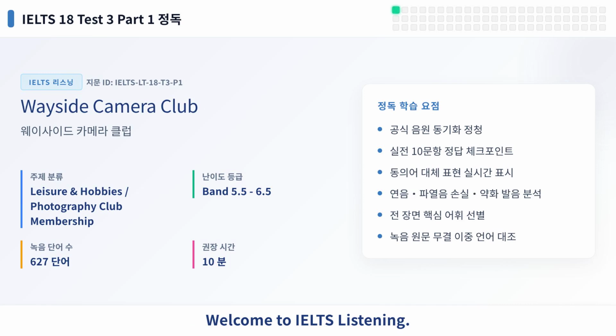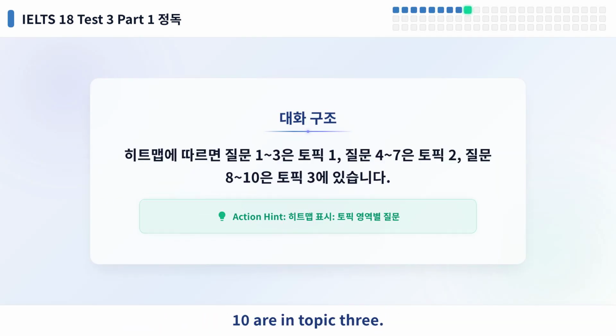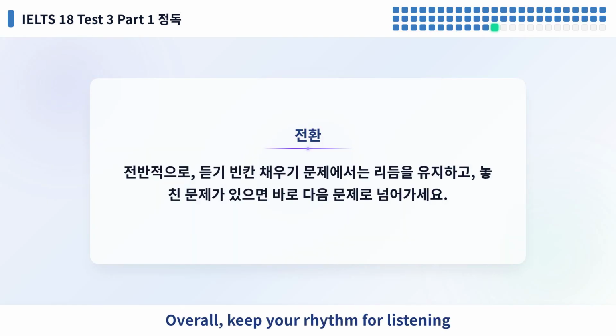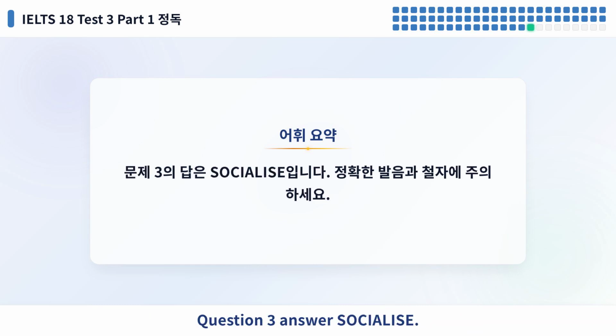Welcome to IELTS Listening. Today we study IELTS 18, Test 3, Part 1, the Wayside Camera Club membership application. This part has 10 questions. They are all note completion. You listen in order and fill in the table. Write one word and/or a number.